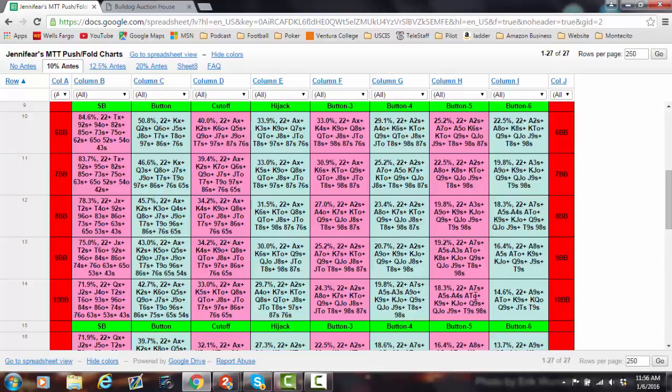Since then, I've adjusted my game a little bit to be looser on this end of the chart and tighter on this end of the chart. Not by a whole lot, but a fair amount, especially when it comes to the small blind. But you can use this as a reference to get your baseline play.